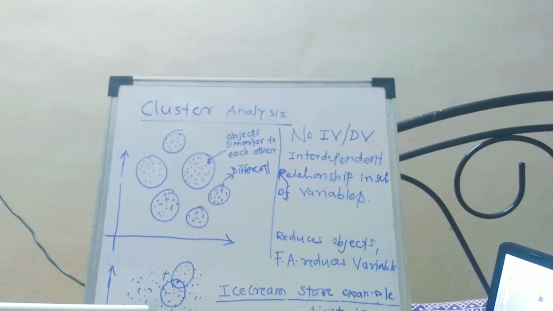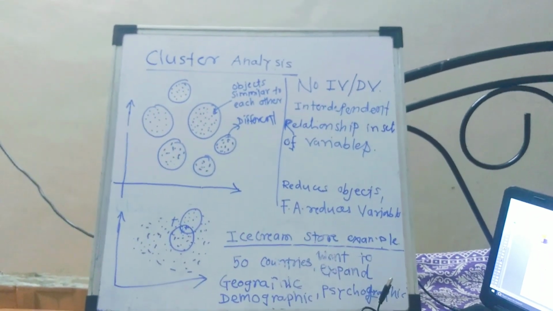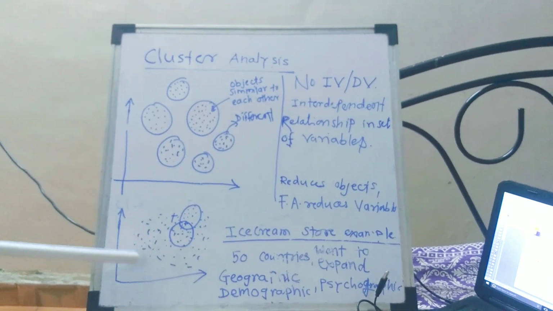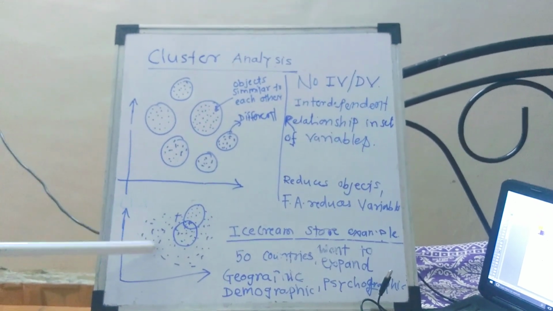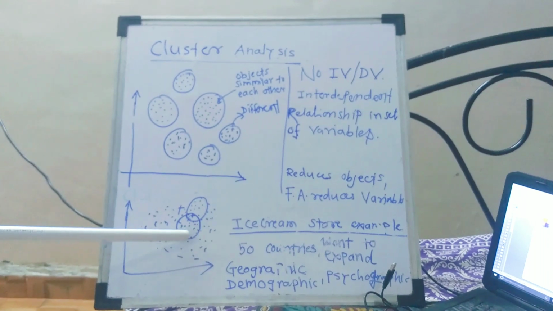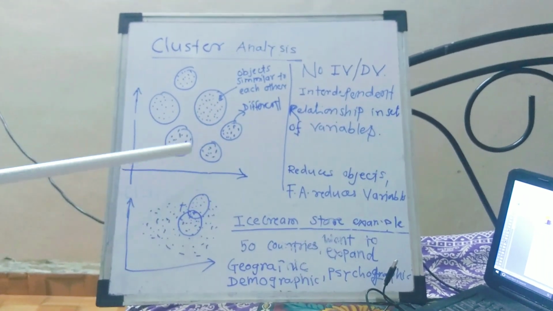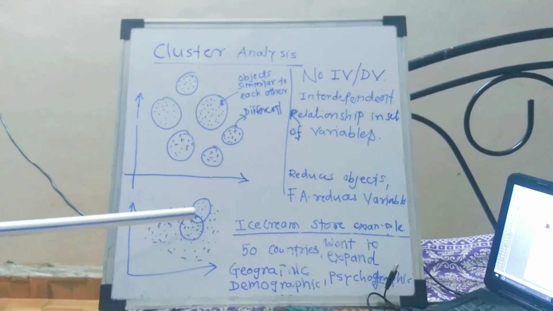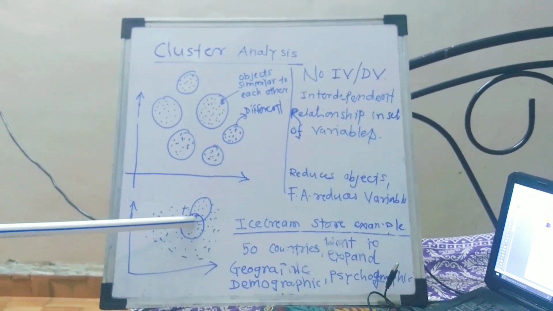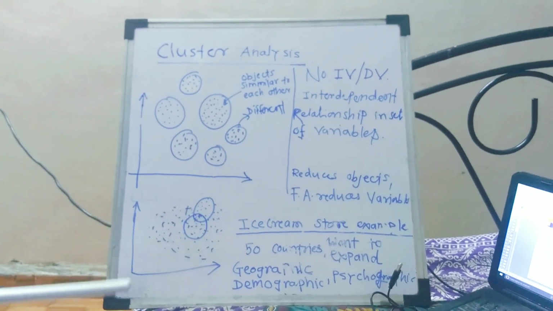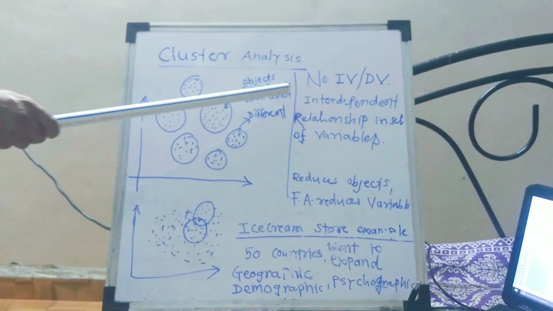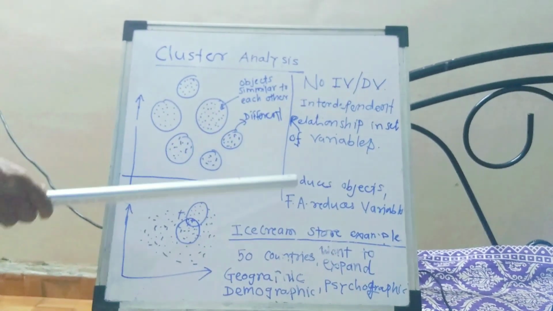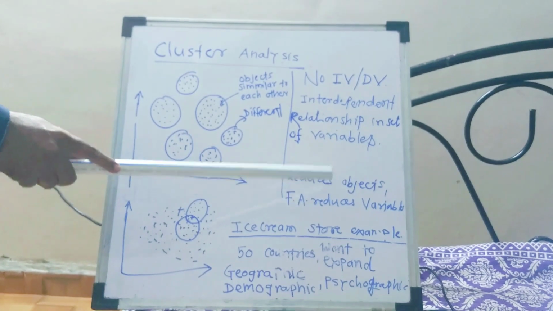Practically, we get such kind of data where the objects are spread equally, and it's very difficult to classify them into one of the clusters, because it is basically the judgment of the person in which group they want to add a particular object. As I told you, it's an interdependence technique. There is no dependent and independent variable. It is used to reduce the objects or cases.